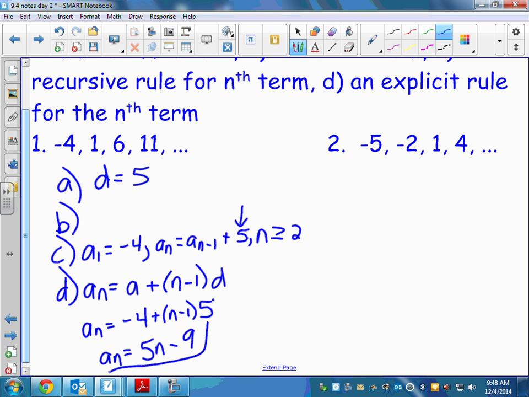So this is my explicit formula, which is part B. I skipped part B because to me it makes sense. If they want me to find a 10th term, is it going to be much easier to find the 10th term now that I have this formula? You just put 10 in for n. So I can say that the 10th term is 5 times 10 minus 9, or 50 minus 9, is 41.